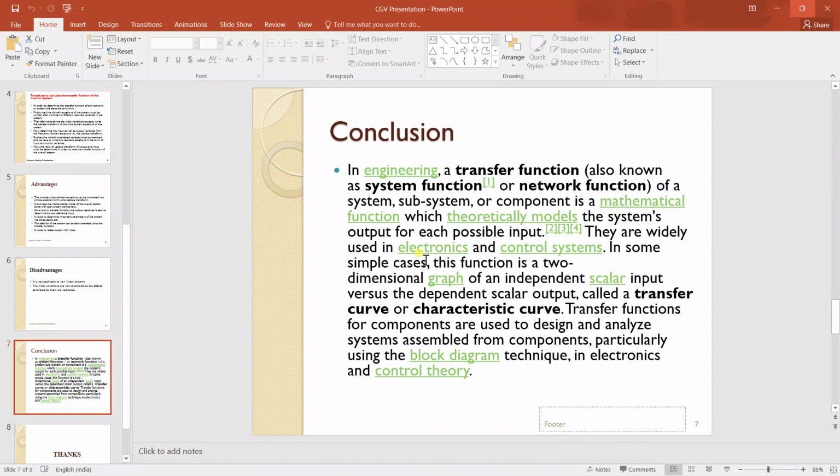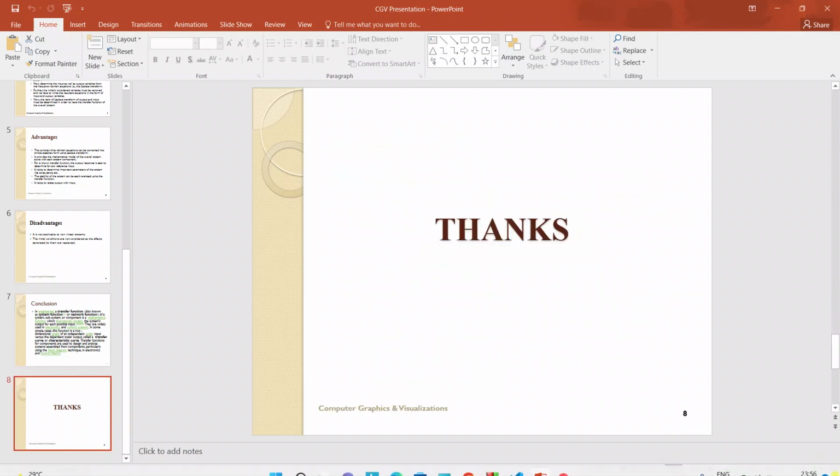In some simple cases, this function is a two-dimensional graph of an independent scalar input versus a dependent scalar output, called a transfer curve or a characteristic curve. Transfer functions for components are used to design and analyze systems assembled from components, particularly using the block diagram technique in electronics and control theory.